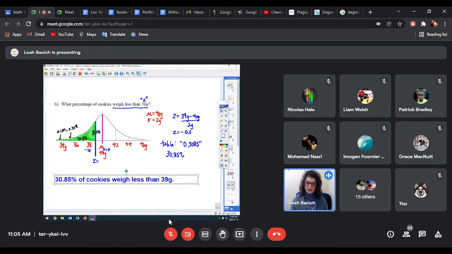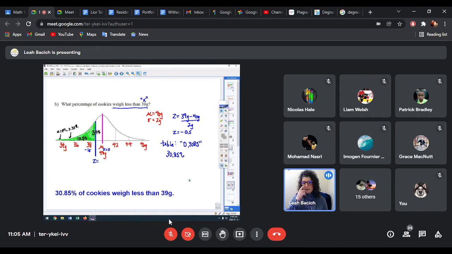Now, if it asked me for the number of cookies, all I would do here is multiply 0.3085 by the 10,000 cookies to get the number. But it didn't ask that, it just asked for the percentage.